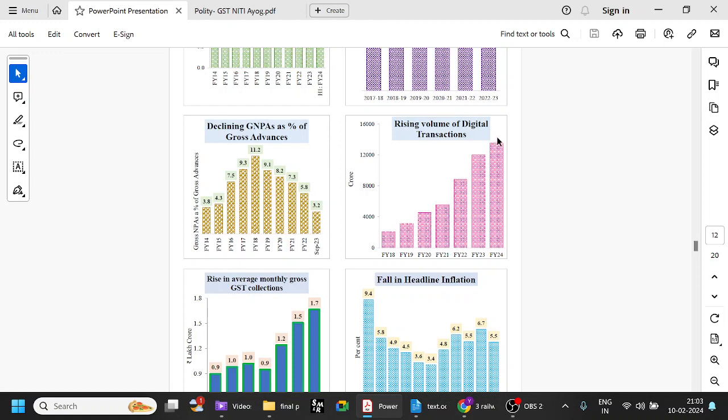Next, the rising volume of digital transactions, with the success of UPI. We have seen PhonePe, Paytm, etc. And you can say there is a huge increase, right? From as low as 200, it has reached around 14,000.